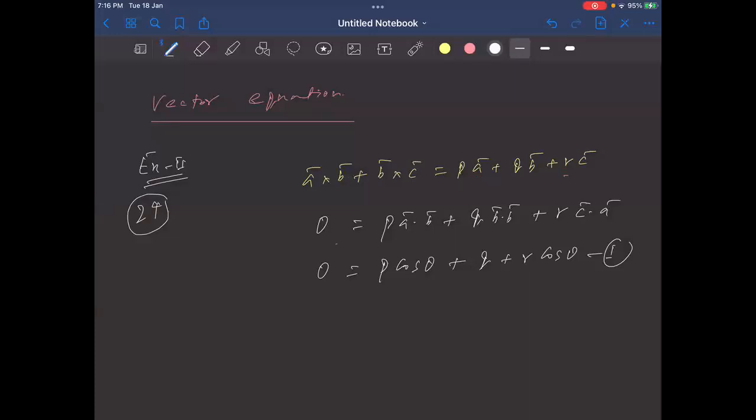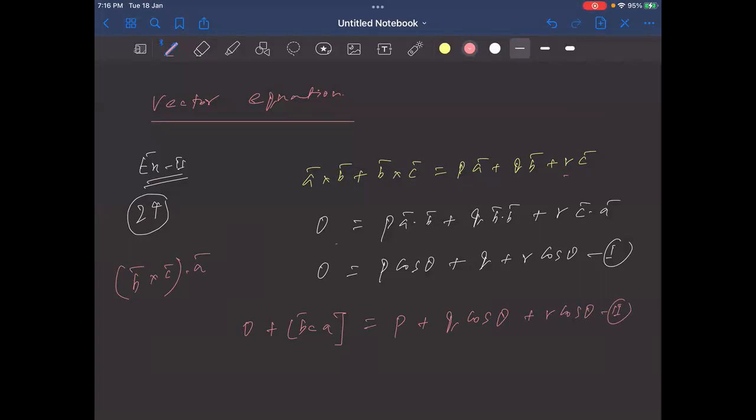हाँ तो चलो A के साथ लो. A के साथ डॉट लोगे तो first term is 0. Then you get BCA, STP of BCA. Correct? B cross C dot A is STP of BCA. Am I right? What is the RHS? P QB dot A will become Q cos theta. And this will become R cos theta. Equation 2 is correct?